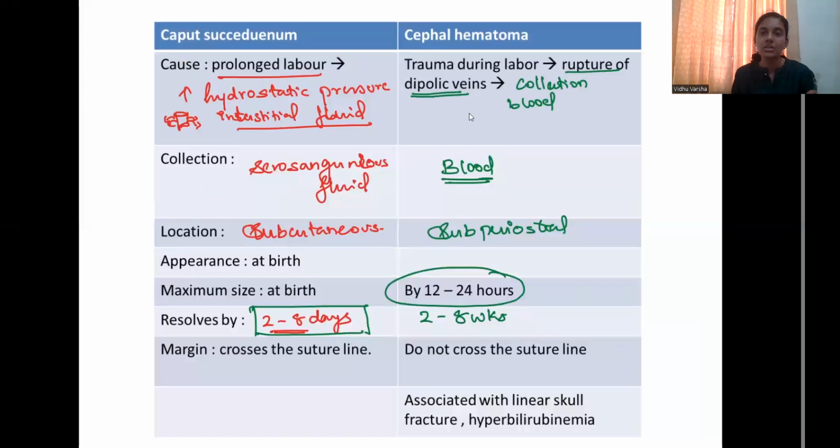It is mainly associated with linear skull fracture and hyperbilirubinemia. Why is it associated with hyperbilirubinemia? Because the collection here is blood. When the RBCs present in the septal hematoma break down, it leads to an increase in jaundice. So the child will have hyperbilirubinemia here.